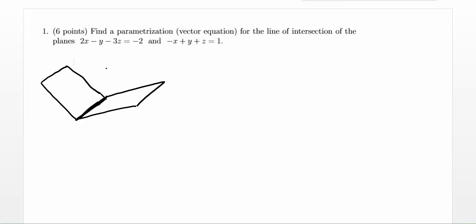The way we're going to approach this problem is we're going to think about finding the normal vector to each plane, normal to this one, and then the normal to this one. And the idea is that if you take those two normals and find the cross product of those two normal vectors, you're going to get a vector that is perpendicular to both and therefore parallel to the line of intersection between the two planes.